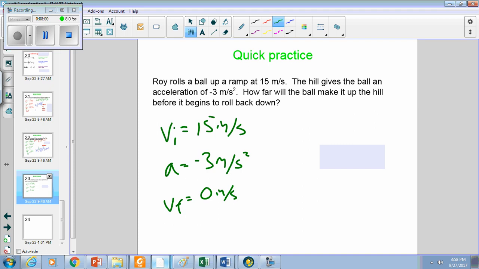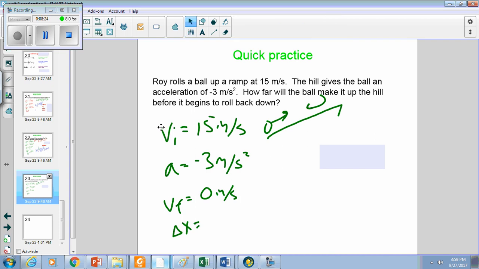Now, picture it like this. Here's your ramp. The ball's going this way. If it didn't change direction, it would fall off the ramp. So somewhere in this area, it has to stop and come back the other way. So, how are we going to figure that out? This delta x. Well, that goes to that last equation that could look a little intimidating.